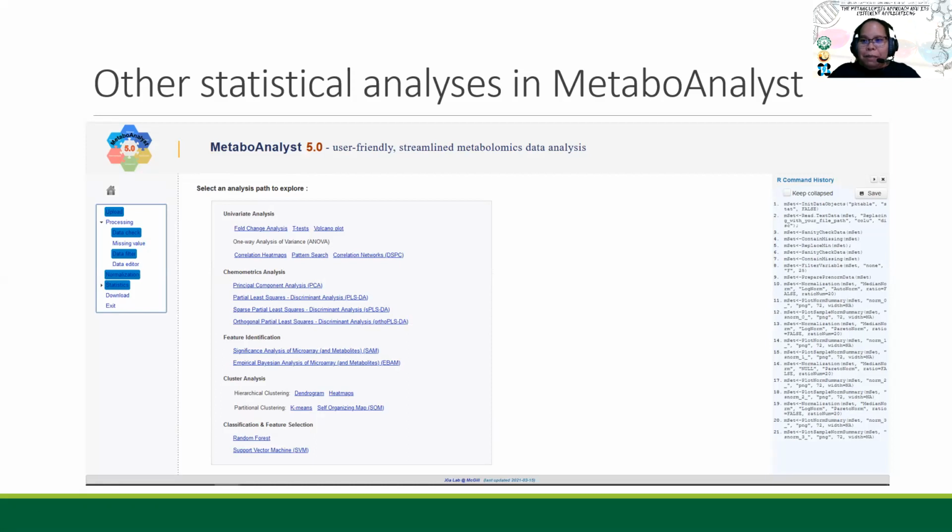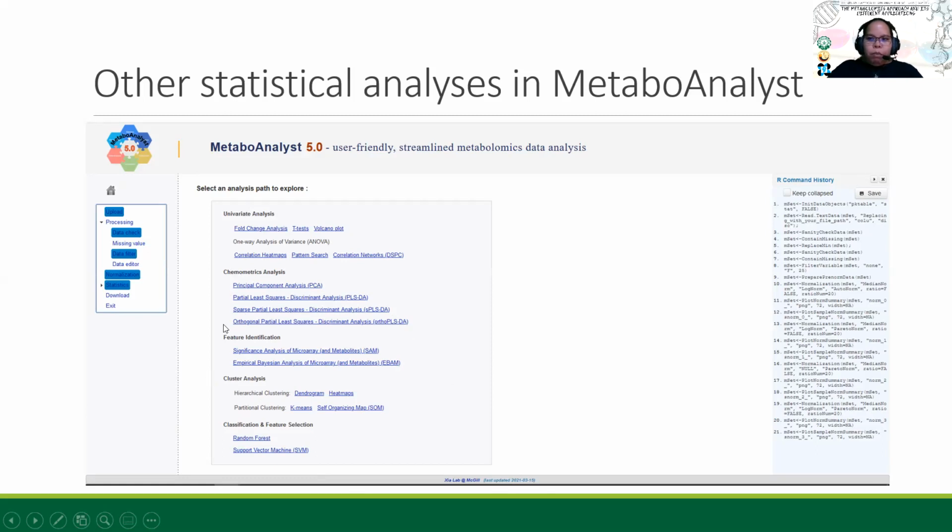I will not have time to cover all of them, but just to show you, you can perform your basic univariate analysis. You can have correlation heat maps. Heat maps are actually very useful to show patterns in your data, and they are usually used for visualization of metabolomics data. And of course, you will have your chemometric analysis functionalities like PCA, PLS-DA, sparse PLS-DA, and orthogonal PLS-DA.